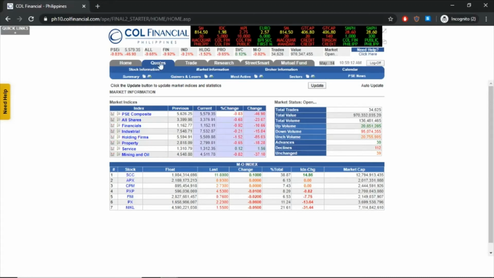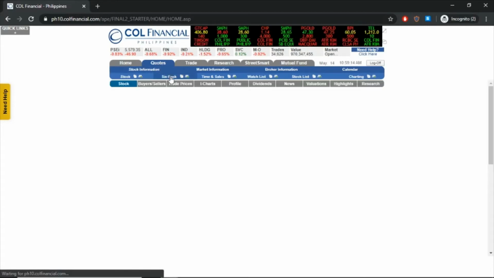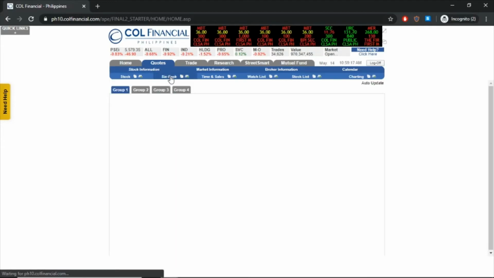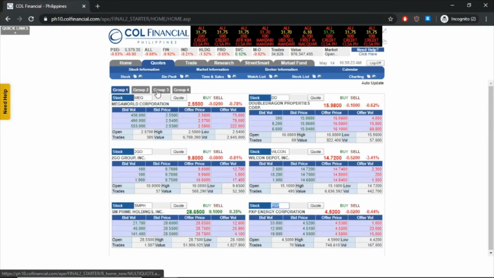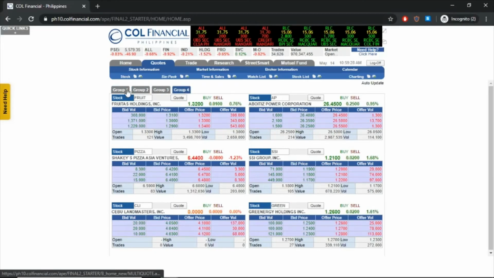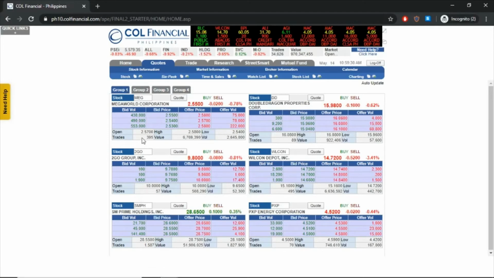Let's go here in the quotes tab, and I'm going to show you some of the stocks that I'm monitoring right now. You can actually set for your account the different stocks that you're interested in buying. So we have group 1, group 2, group 3, group 4, and I'm actually monitoring some of these stocks here. Most of these are very low. Right now, Double Dragon is only 15 pesos. PXP is 4.52. So it's time to buy. In my opinion, it's really time to buy.